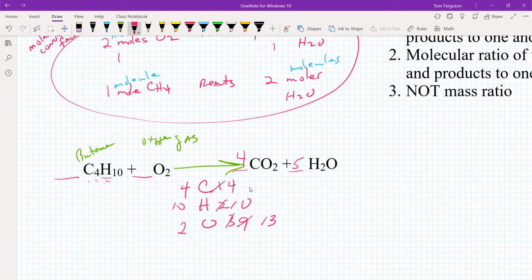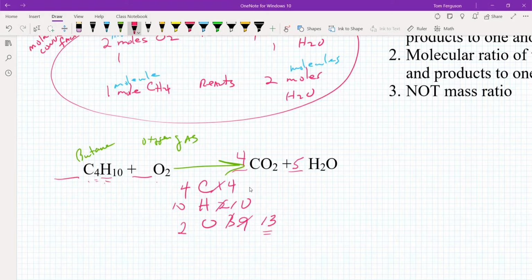The O2. The problem here is oxygens come in twos. We have an odd number here. So we're going to use a fractional coefficient just to balance the equation. I'll repeat that. We're going to use a fractional coefficient only to initially balance the equation. Then I'm going to fix the fraction afterwards.